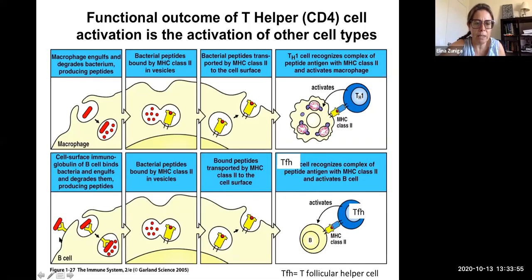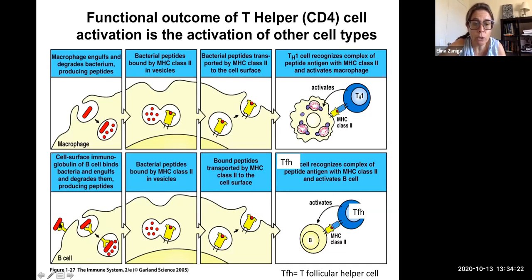And of course, they have many identical BCRs. This is a simplification. Each B cell will have many BCR molecules, but they will all be identical and they will all be specific for the same antigen, okay? So they will recognize these bacteria.